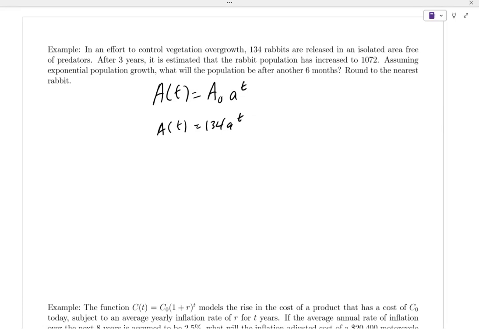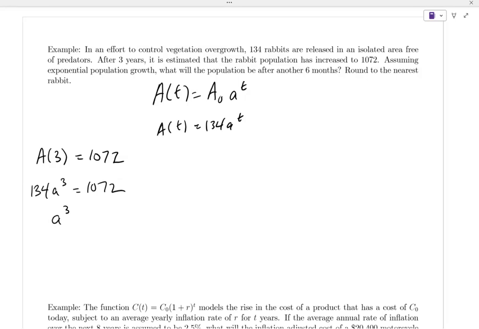Good, exactly right. So this says that when we plug in 3, we're supposed to get out 1,072. Right? That's what that second piece of information says, doesn't it? After 3 years, there's 1,072 rabbits. When we plug in 3 for t, we get 134a cubed equals 1,072. What do we need to do to solve for a?